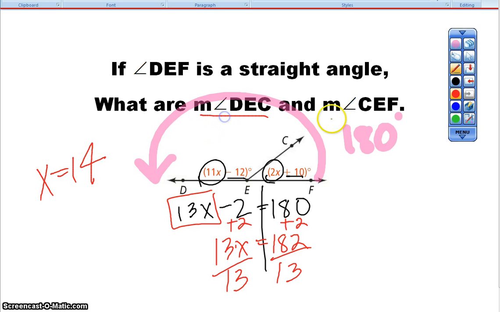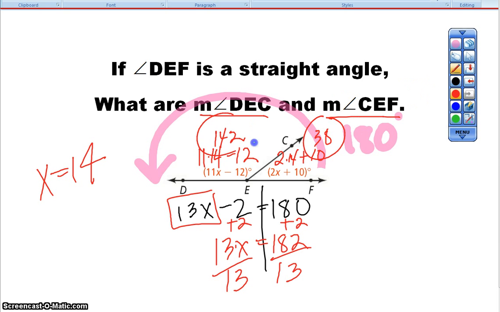But again, they didn't ask you what x is. They want to know what's the measure of each angle. So take that value of x and put it back up in here. So we're going to have 11 times 14 and then minus 12. This one should be 142. Put your 14 over here. So think about it. That's an acute angle. So you better be getting an answer that's less than 90. 2 times 14 plus 10. That's going to come out to be 38.